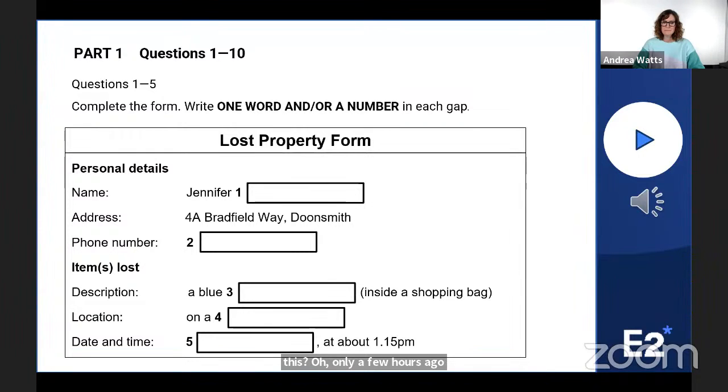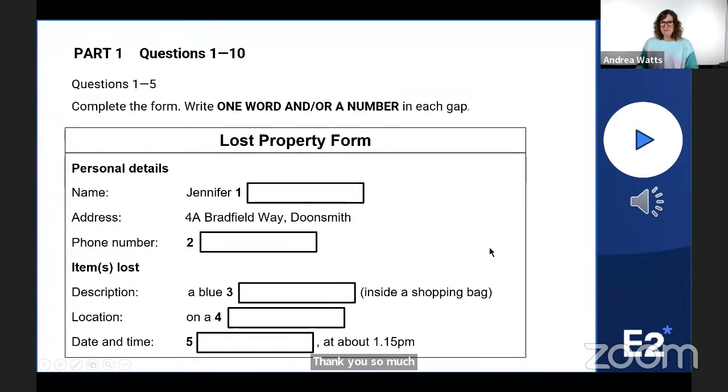Right. So I'll put down today's date, which is, let's see, August the 13th. And at what time would you say? Well, I can't recall exactly. I wasn't wearing a watch, but it must have been around 1:15 that I lost it. Okay. Well, I think I've got everything I need, Jennifer. It doesn't look like it's been handed in yet, unfortunately, but we'll be sure to give you a call if it turns up. Thank you so much.